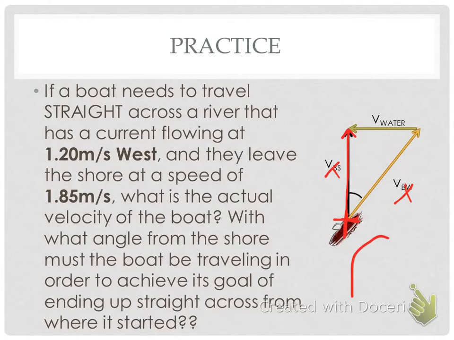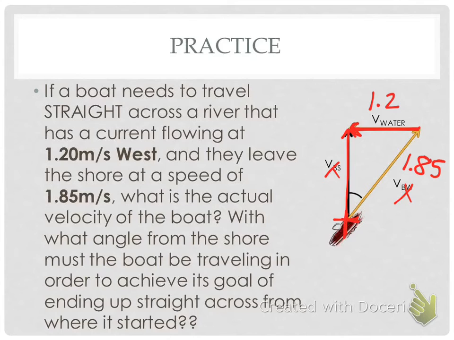So this says, I have a current flowing 1.2 meters per second west, right? And it's going west. It's not going east. It's going west. I leave the shore at a speed of 1.85. But I don't know what angle he's leaving the shore. I know he's trying to swim 1.85. The current's going to push him back toward his destination.